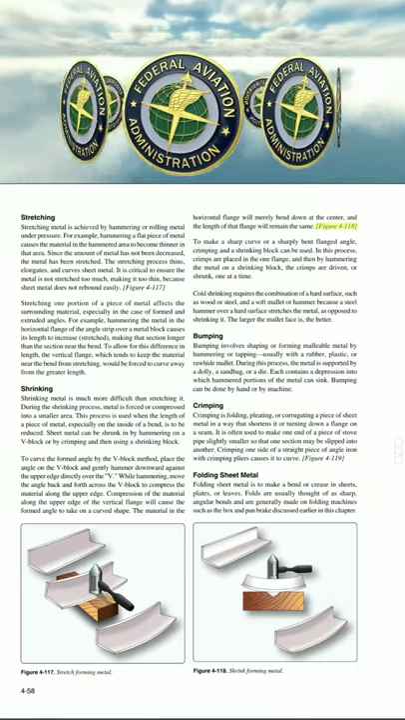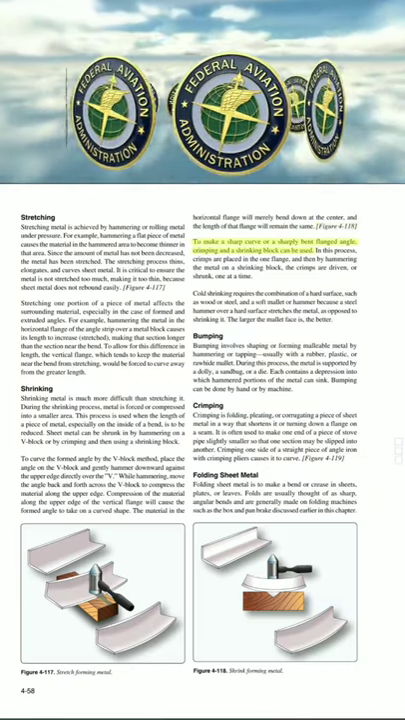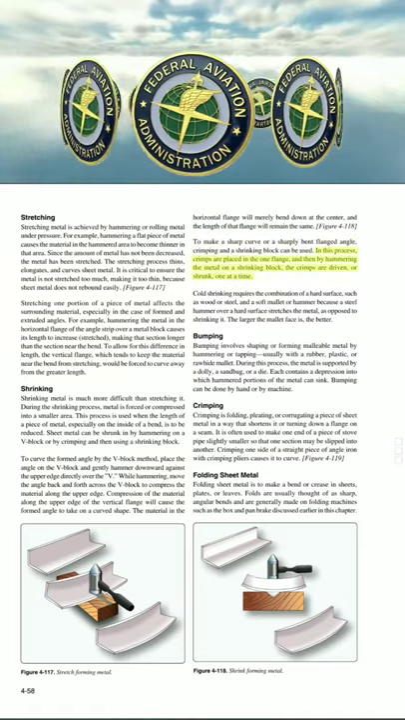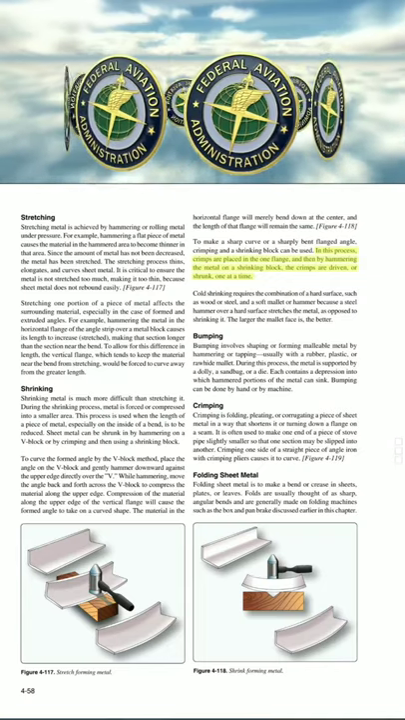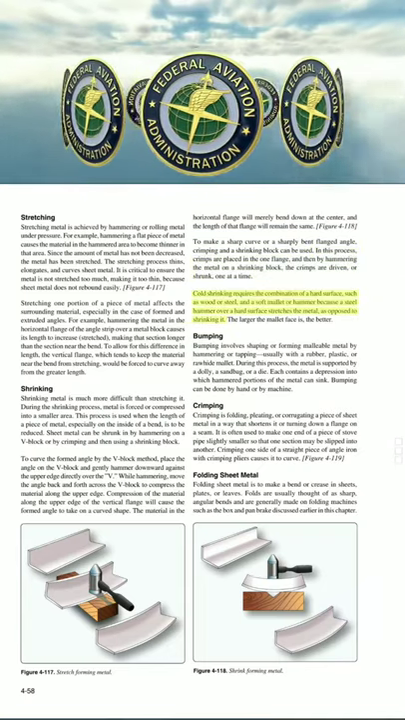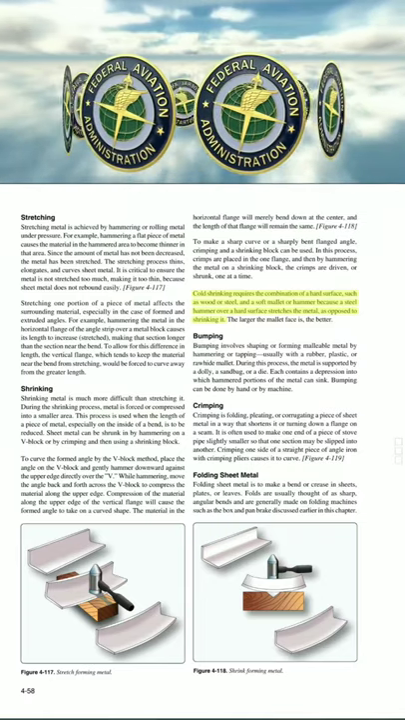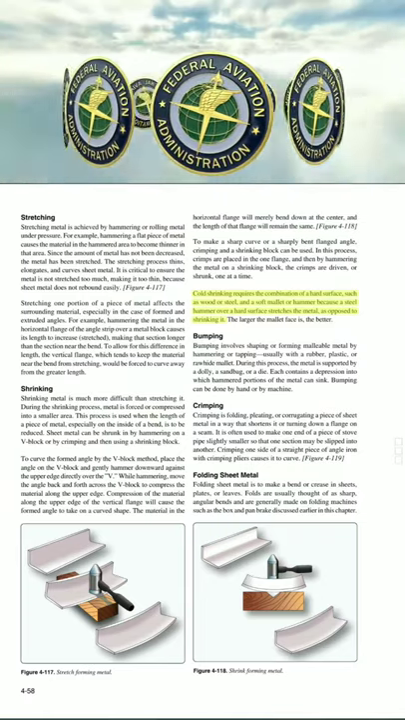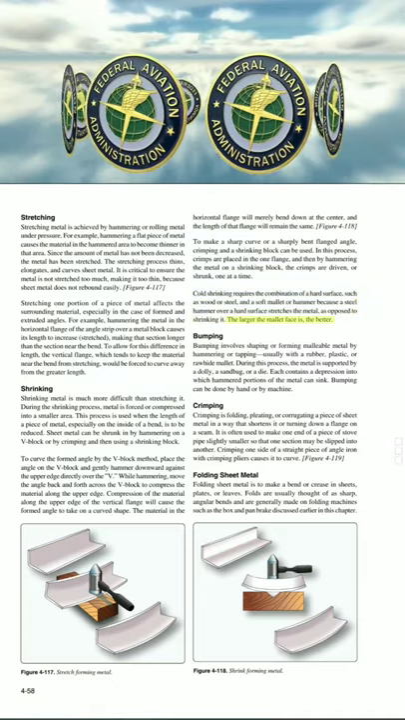Figure 4-118. To make a sharp curve or a sharply bent flanged angle, crimping and a shrinking block can be used. In this process, crimps are placed into one flange, and then by hammering the metal on the shrinking block, the crimps are driven, or shrunk, one at a time. Cold shrinking requires the combination of a hard surface, such as wood or steel, and a soft mallet or hammer, because a steel hammer over a hard surface stretches the metal, as opposed to shrinking it. The larger the mallet face is, the better.